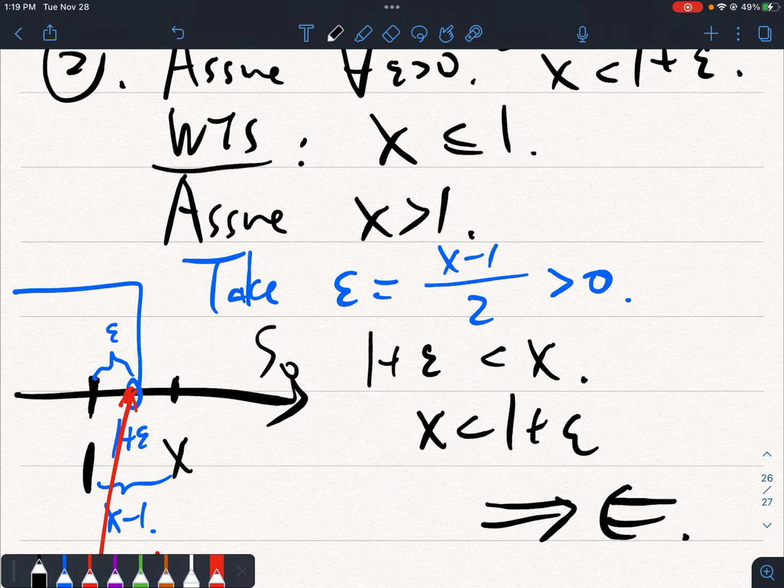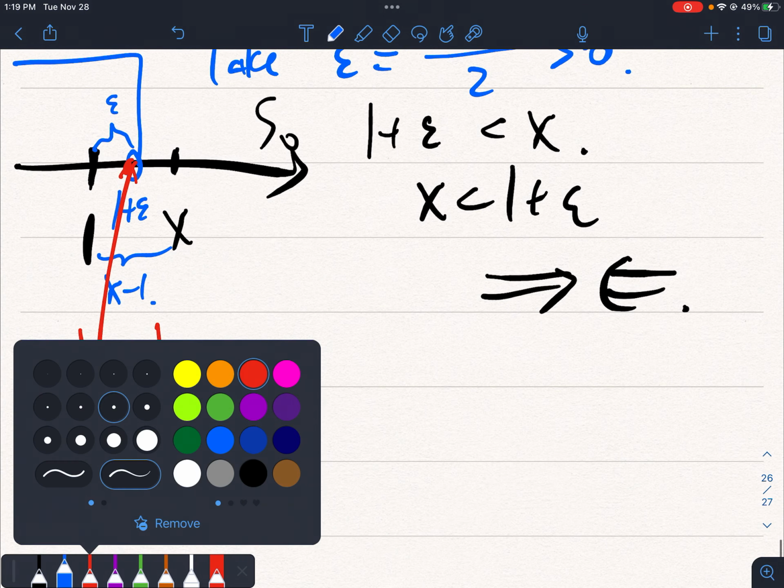So this will lead to a contradiction, which means x must be less than or equal to 1. Okay? So I claim that this is the better way. So you might, what if you want to think about some other way?